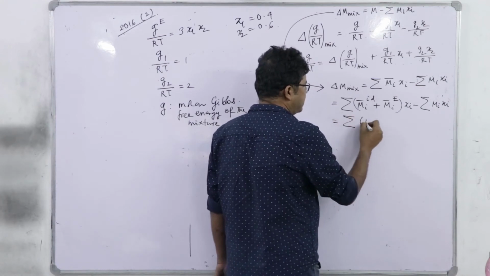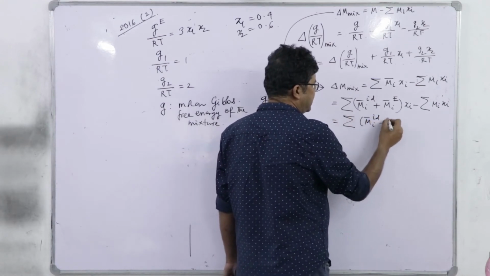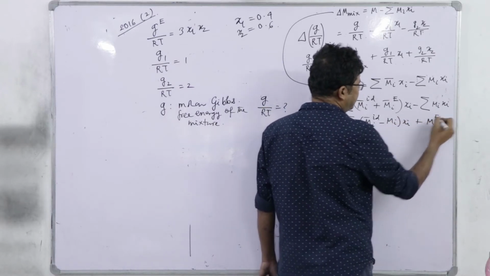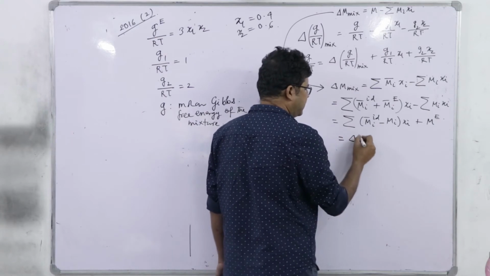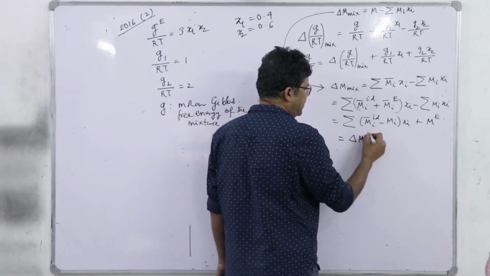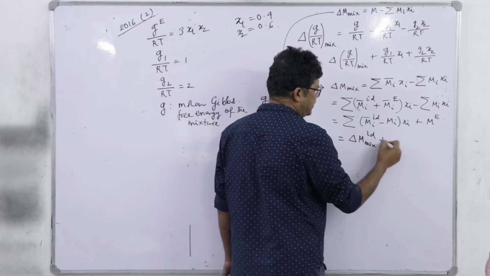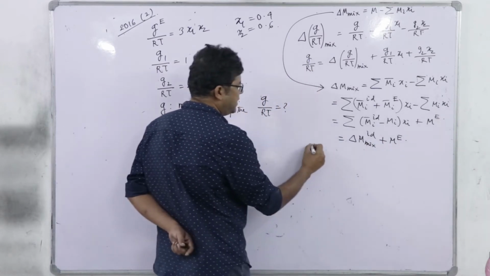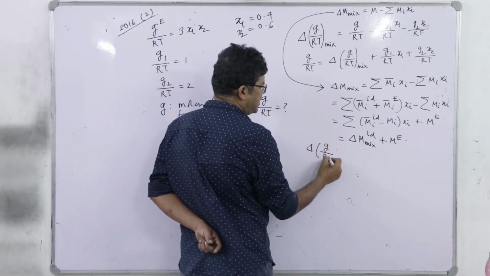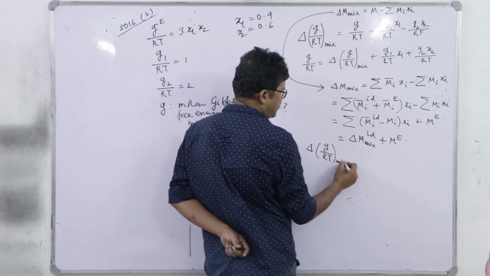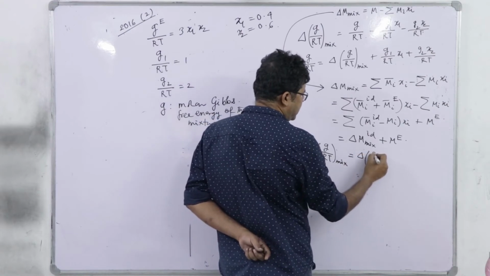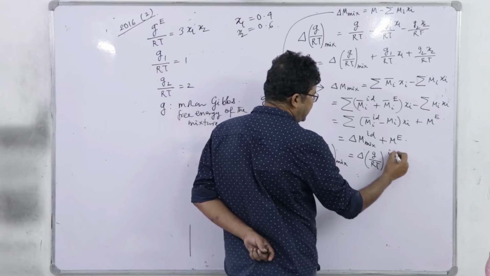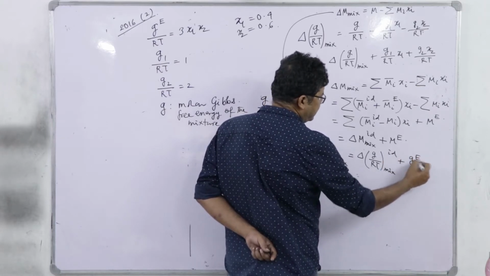So, mi bar id minus mi xi plus here, this will sum up to total excess energy. So, this is Gibbs energy or mixing property change for ideal solution plus excess property. So, we can write that delta G by RT mix is equal to delta G by RT mix ID plus GE by RT, right.